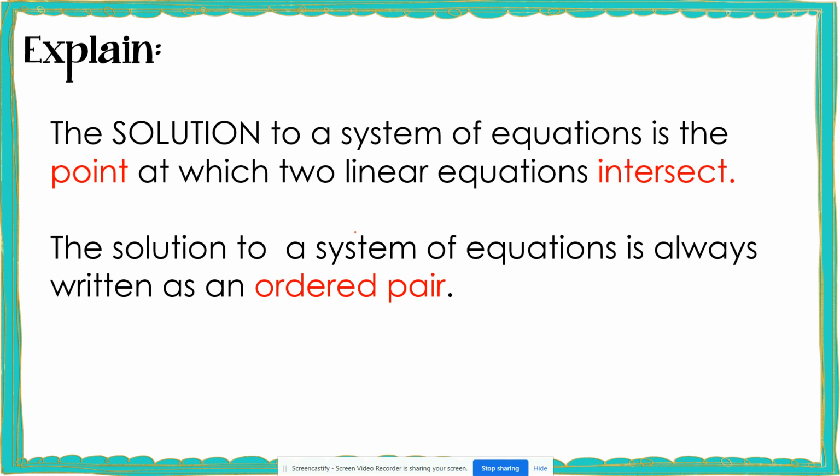We know that the solution to a system of equations is always an ordered pair. This is because a system of equations is technically two linear equations and the solution is where they intersect. So that's why we write our answer as an ordered pair.